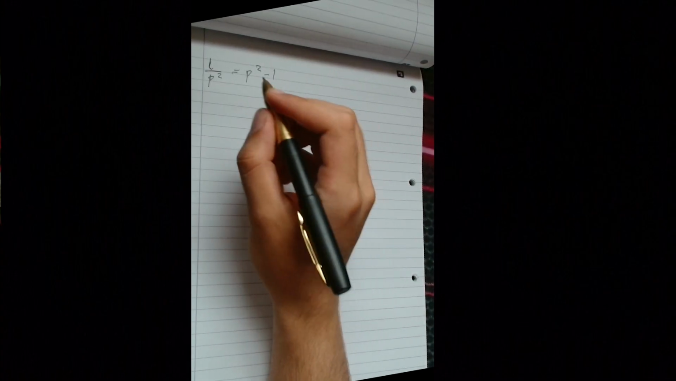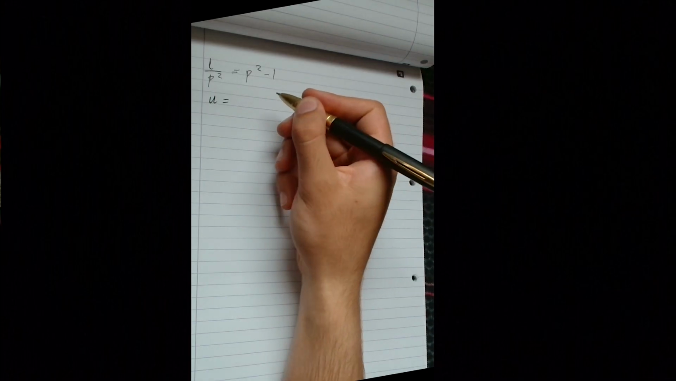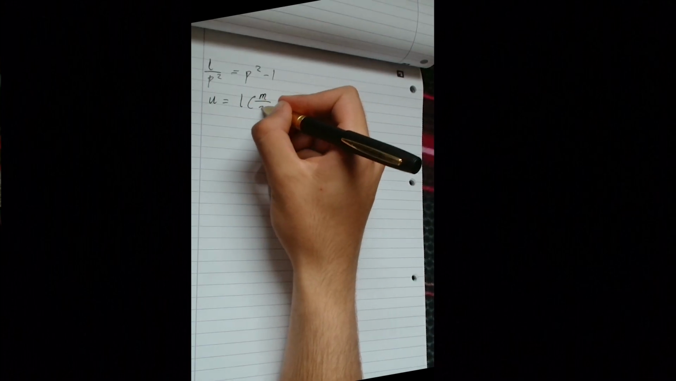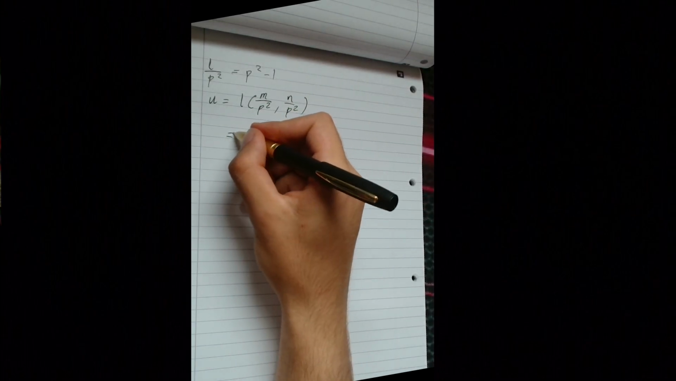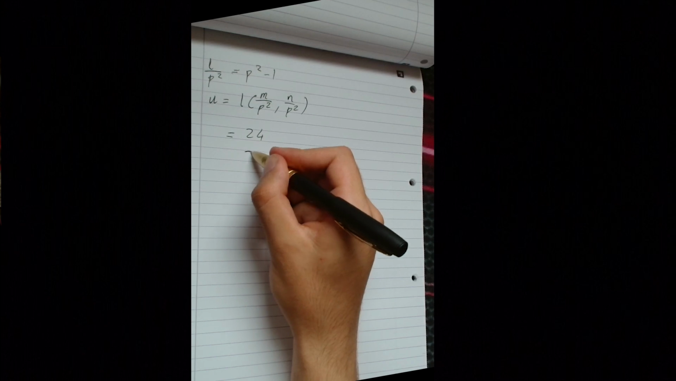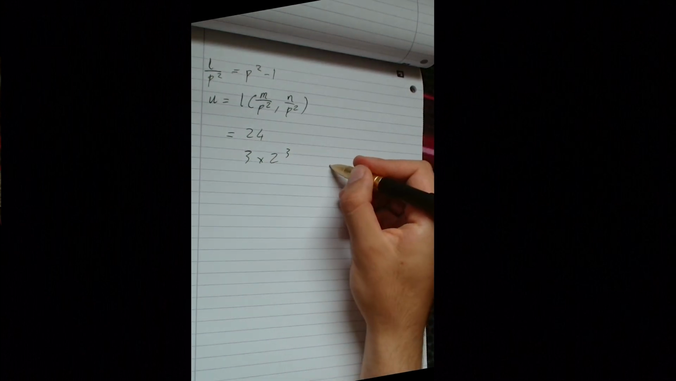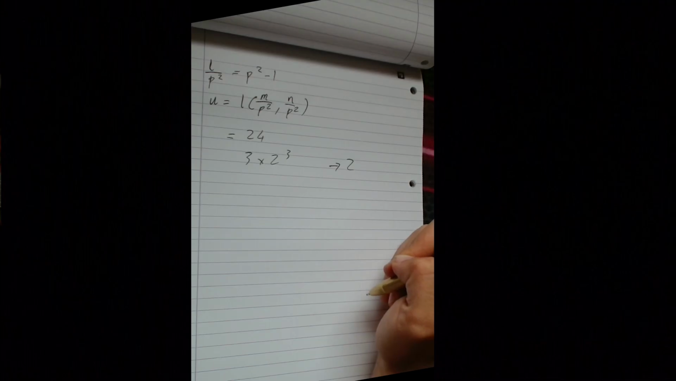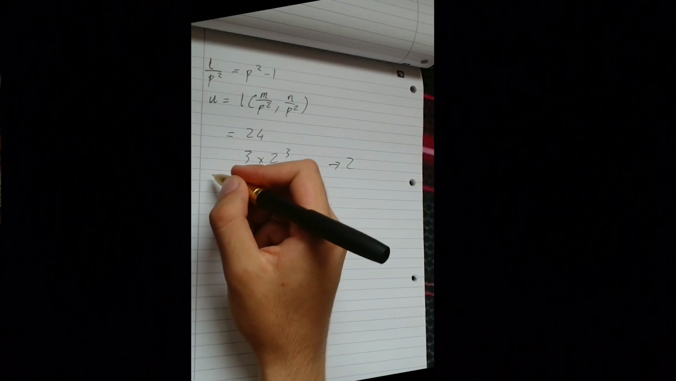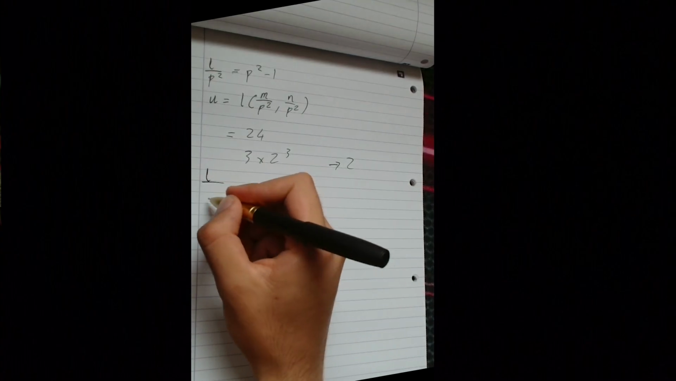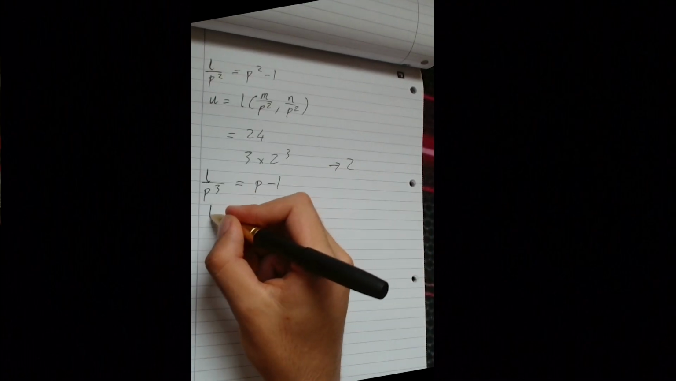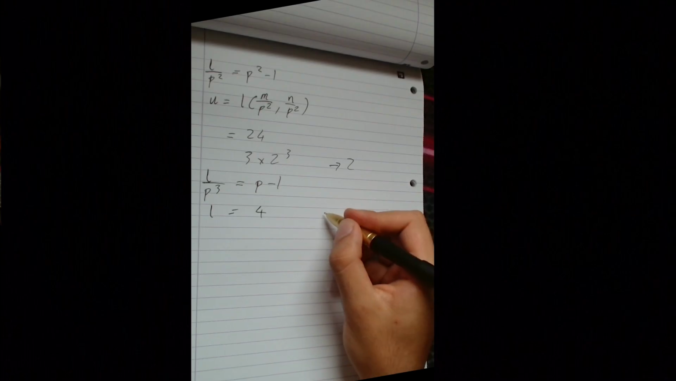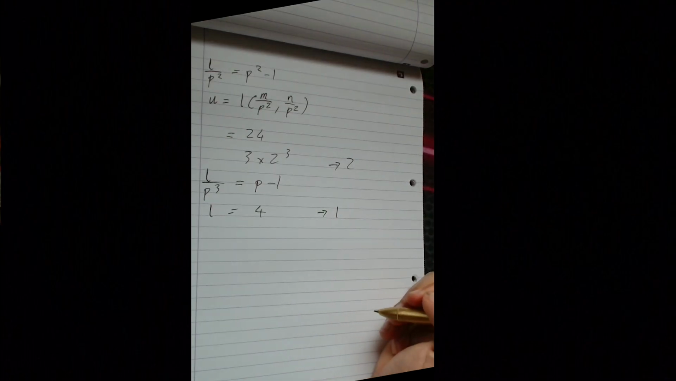Exact same idea. This time we're going to get a different number. We can call it U. This is going to be the LCM of M over P squared, N over P squared, right? And then this is going to be equal to 24. 24, of course, is equal to 3 times 2 cubed. And we end up with another two outcomes from over here, right? Literally the same story as last time. Now, we can try L over P cubed equals P minus 1. Same thing, we've got L equals 4, and this leads us to one more outcome.